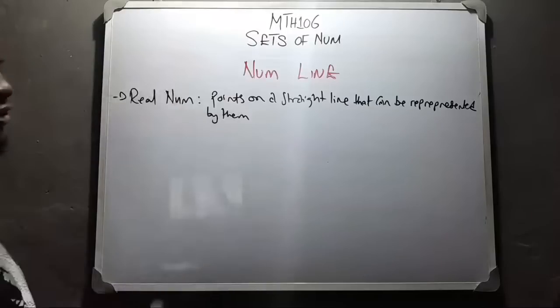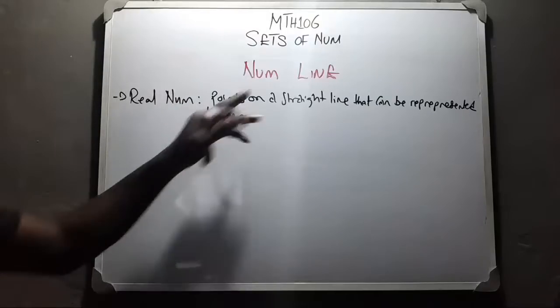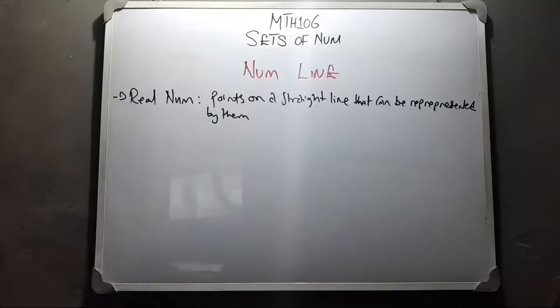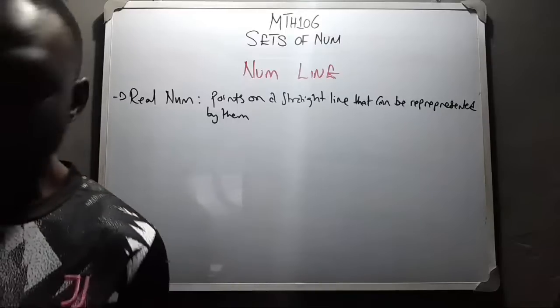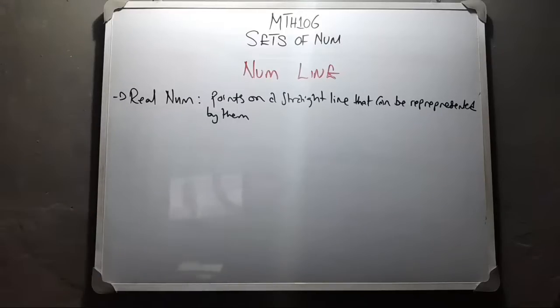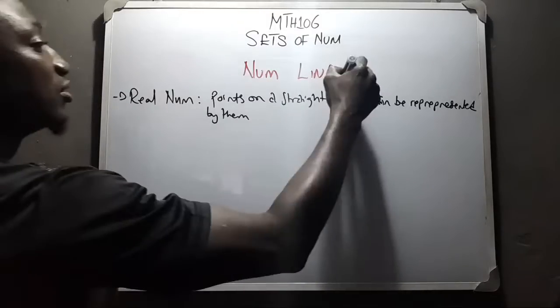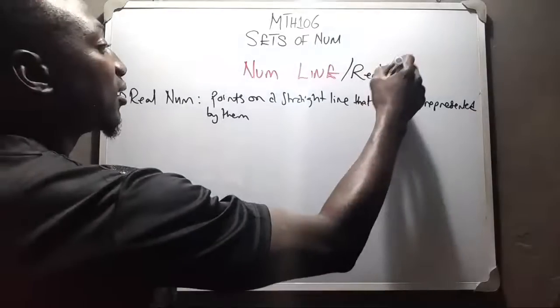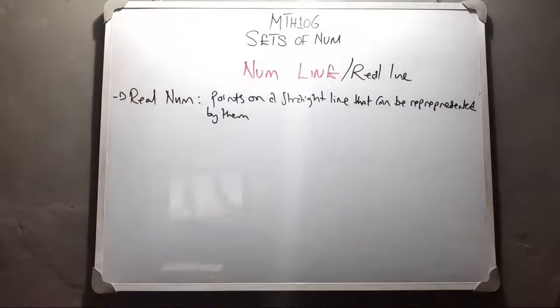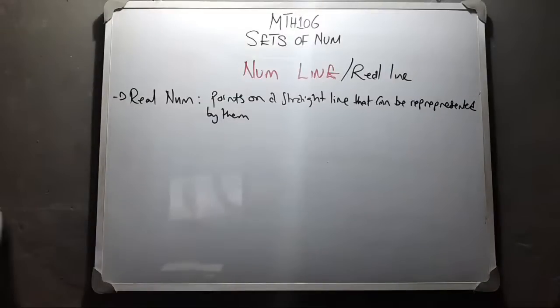All right, let's not forget, we are going to use all this to explain what a number line is. Just stick with me. Now we refer to this line as a real line. It could be real line, it could be number line. All right, now let's proceed.